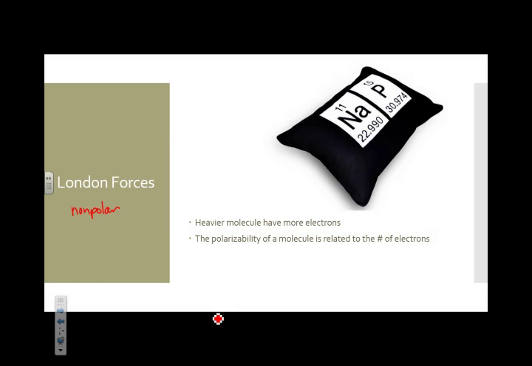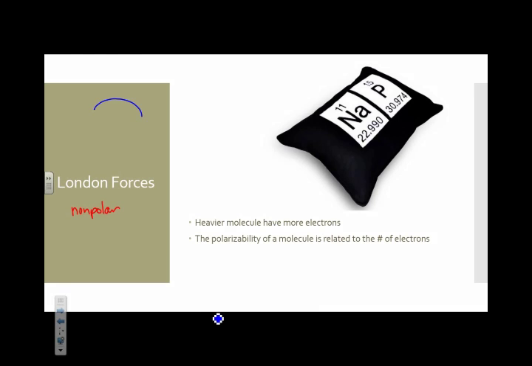So when we think about electrons on a molecule, they're kind of like a pillow, in that we can squish them to one side or the other. Or they might decide to randomly be all on one side of the molecule or another. We talk about that ability of the electrons to be moved around as their polarizability. The more electrons you have, the more polarizability you have, and the greater your instantaneous dipole will be when you have two nonpolar molecules coming into close contact.